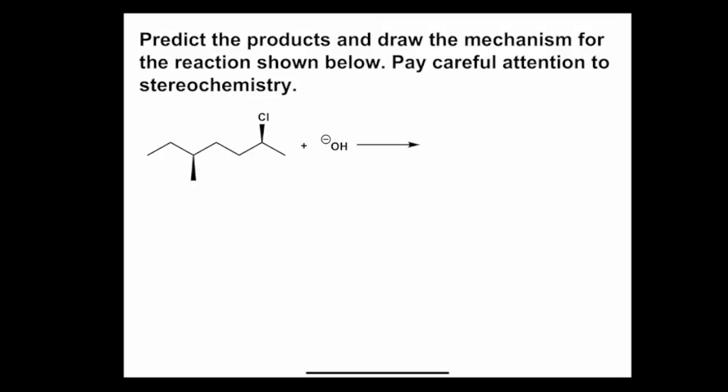So once again, that's my nucleophile. Here's my electrophile, my leaving group. 2 arrows come in, 2 arrows out. That's the formation and breaking of that bond.